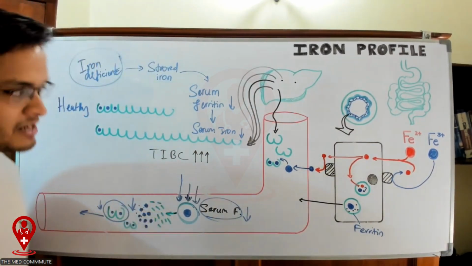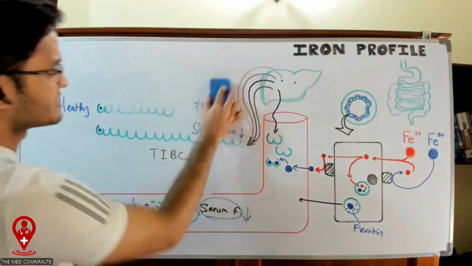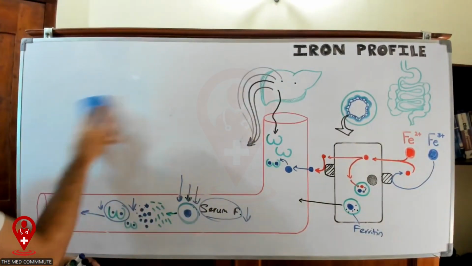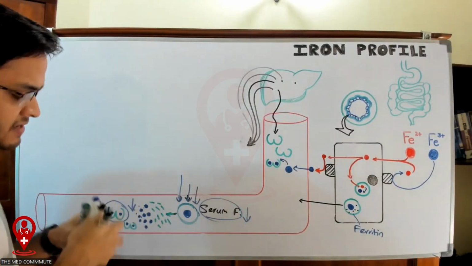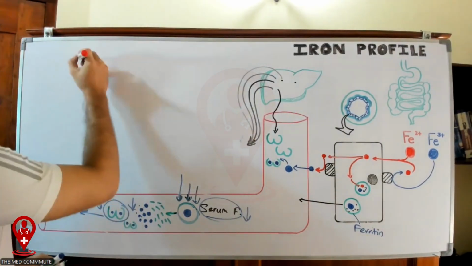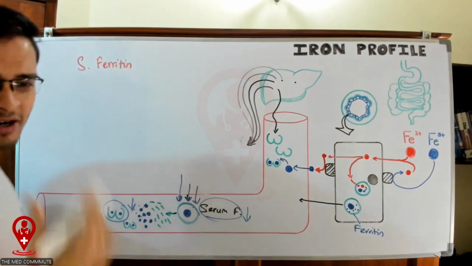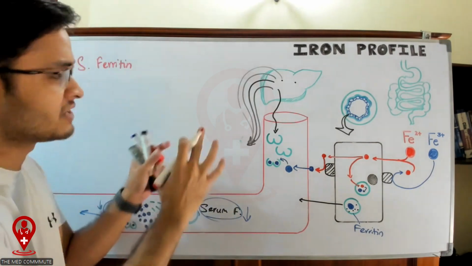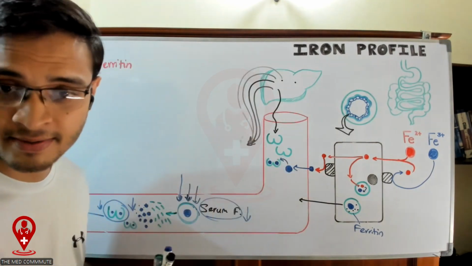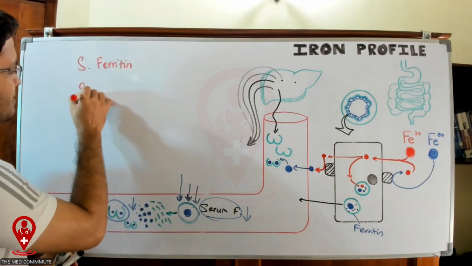So just to summarize what we've learned, we've covered everything regarding the iron profile. The 4 most important terms I want you all to know in your iron profile: one is the serum ferritin. Write it in red, serum ferritin. What was the serum ferritin? Just to recall again, this was the ferritin that leaked into the blood, specifically from the storage, like the Kupffer cells, right? Another one is our serum iron.